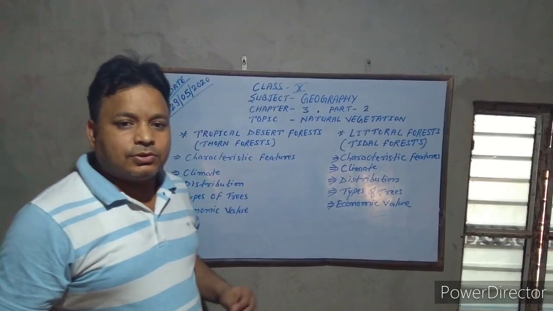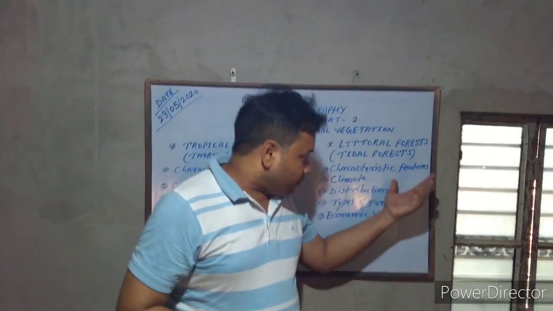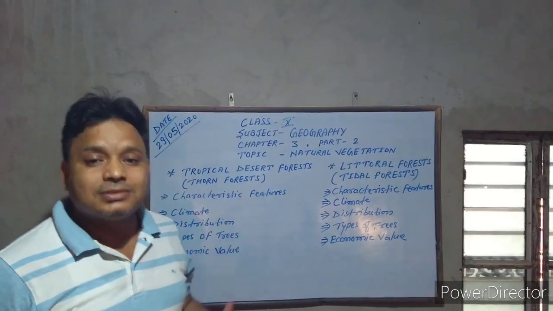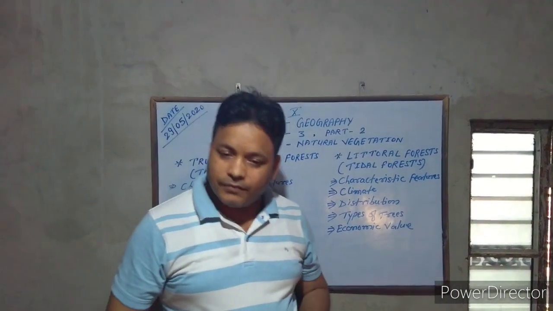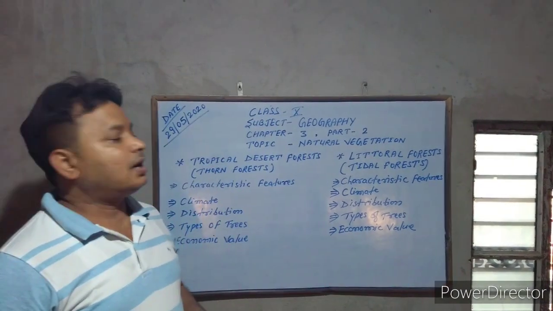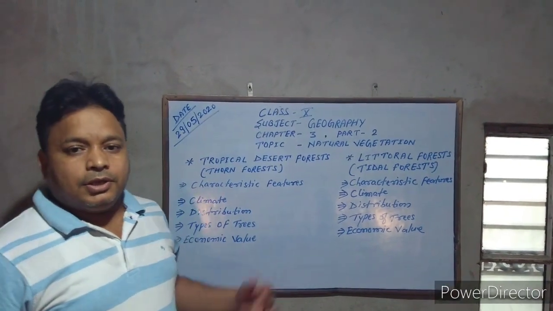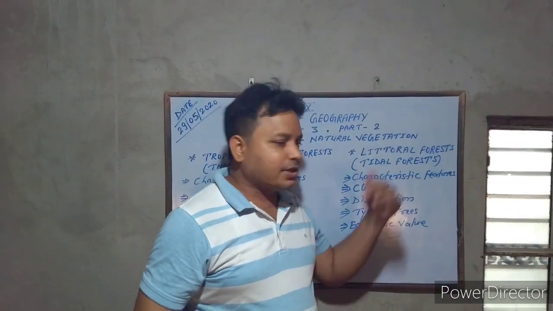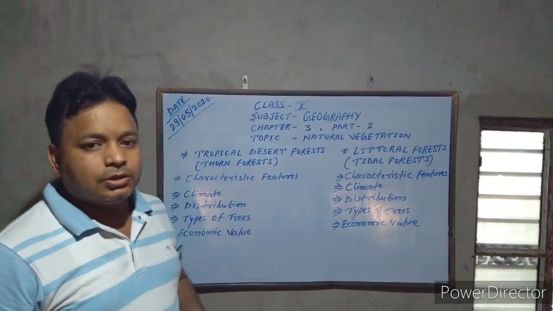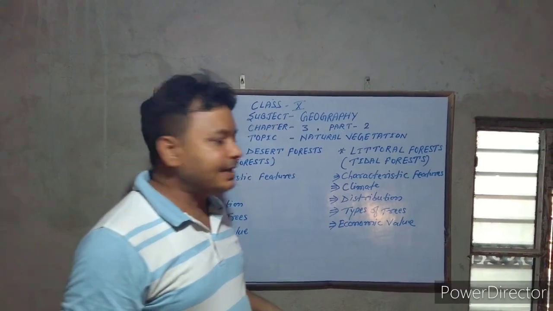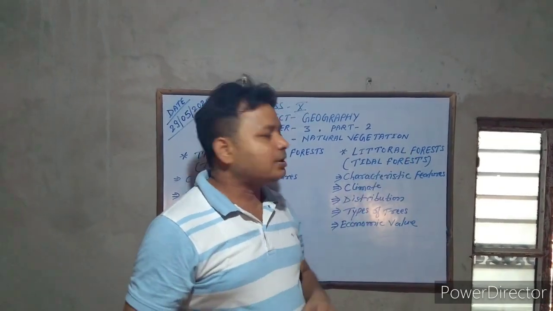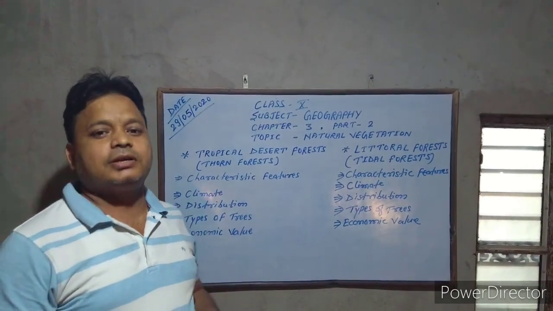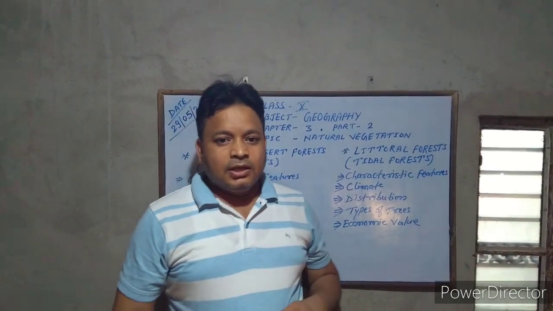The vegetation grows in wet regions, because in seas the tide comes twice in a day. The trees are evergreen. Mostly littoral forests are dense forests. They are also known as mangrove forests.